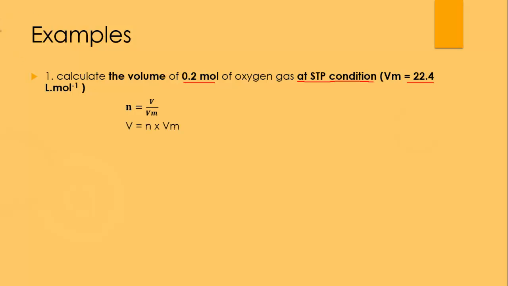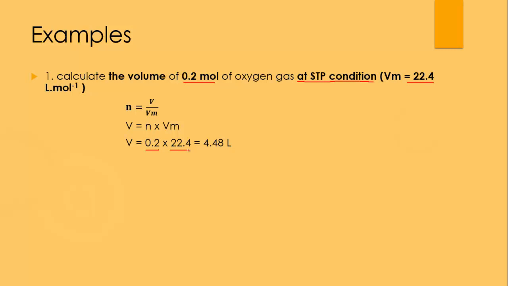So to calculate the volume of oxygen gas, V equal n times Vm. We substitute the value we have for n, the number of moles 0.2, with Vm given. We substitute and make the calculation, and the volume is 4.48 liters.